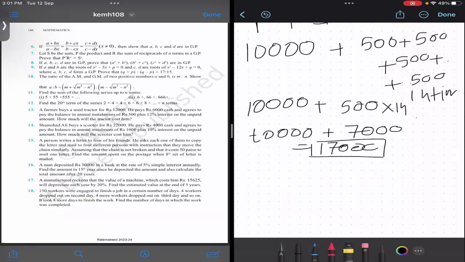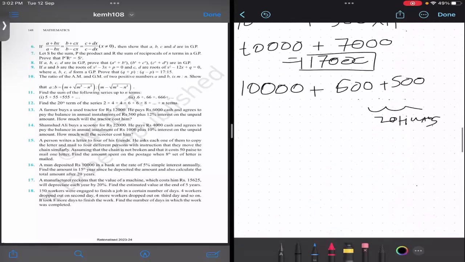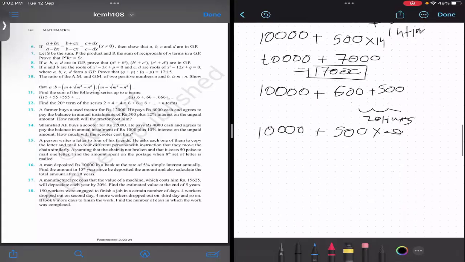Moving on, we need to also find the total amount after 20 years. So after 20 years, same, it's going to be 10,000 principal amount plus 500 plus 500 plus 500 up until 20 times. Why 20 times this time and not 19 times? Because we have been asked to calculate the amount after 20 years, right? So it's going to be 10,000 plus 500 into 20, and this is going to be 10,000 again. Here you would have 10,000 plus 10,000. So the amount after 20 years is going to be 20,000.